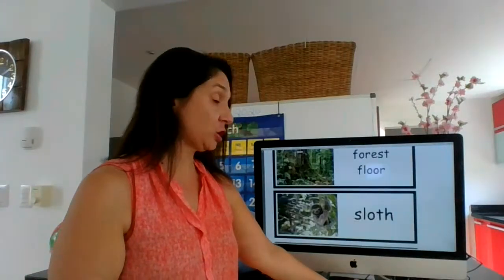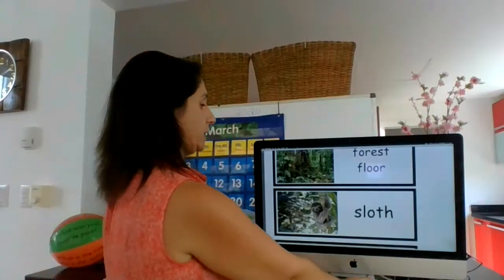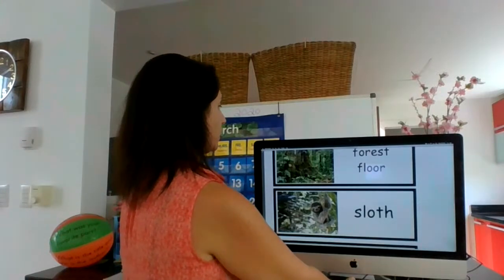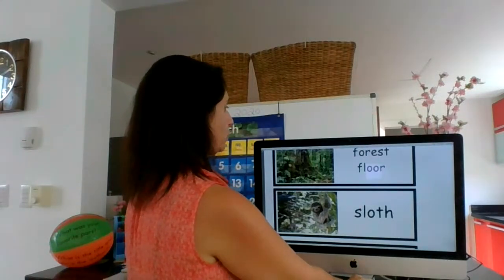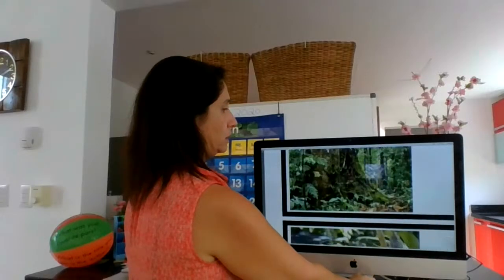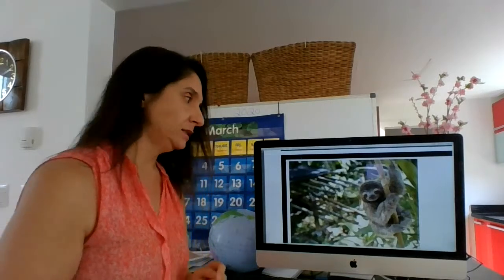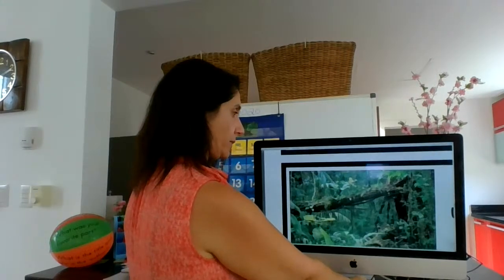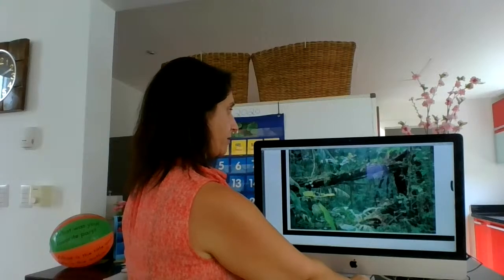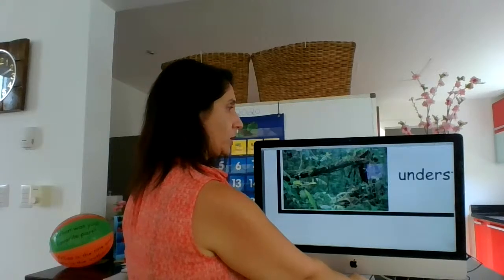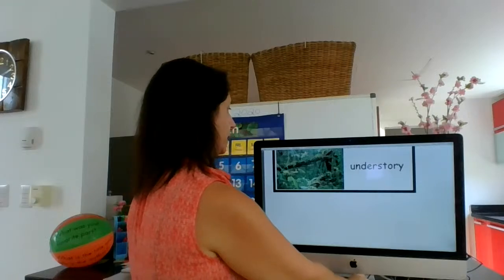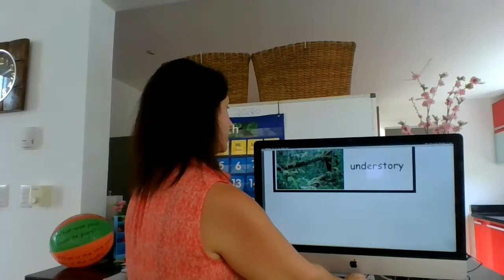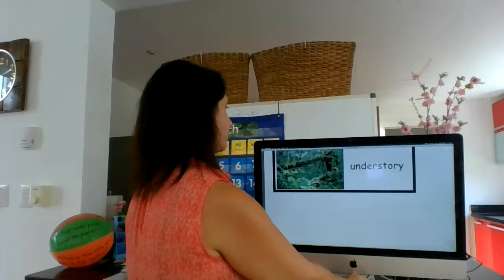What else we have? A sloth. Oh my goodness. Let's take a bigger, closer look at what a sloth looks like, because that is kind of cool. Wow. What do we think about a sloth? Interesting, huh? Kind of cute. Kind of looks part like a monkey, part like a koala bear. And then we have the understory, which is on the ground. So there's some vocabulary for us for our rainforest.